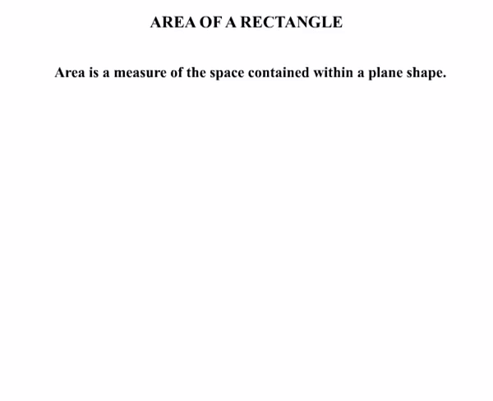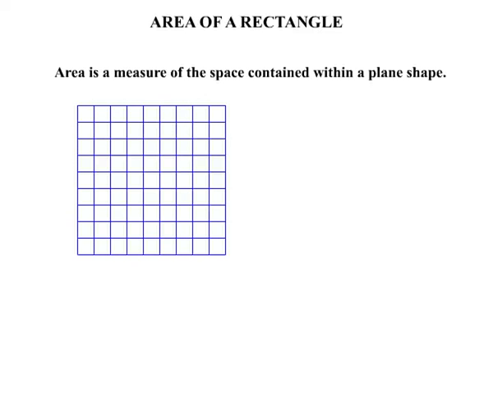Now in this lesson we're looking at the area of a rectangle. Now firstly, what is area? Area is a measure of the space contained within a plane shape. Now let's consider this grid here, and that little square that's coloured in would represent 1 square unit. Okay, it would have an area of 1 square unit.